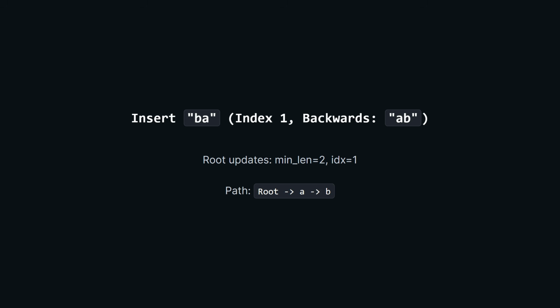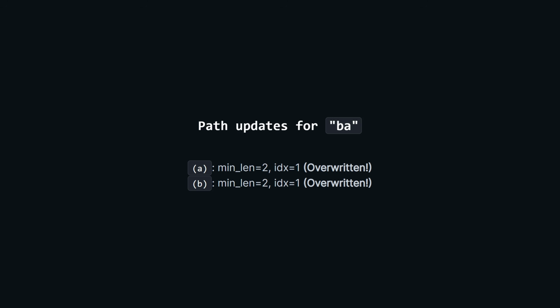Next we insert the word BA, reversed, that is, AB. The root sees length 2 is shorter than length 3, so it updates its best index to 1. As we travel down the existing A and B nodes, they also realize length 2 is much better than the length 3 they saved earlier, so they overwrite their stored index to 1.